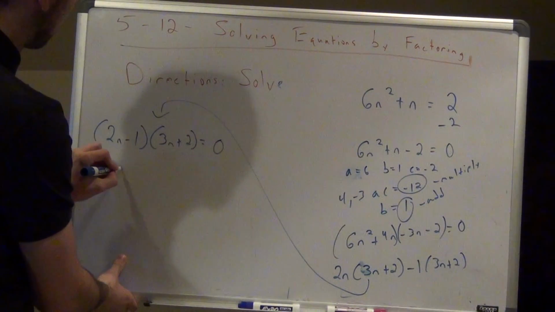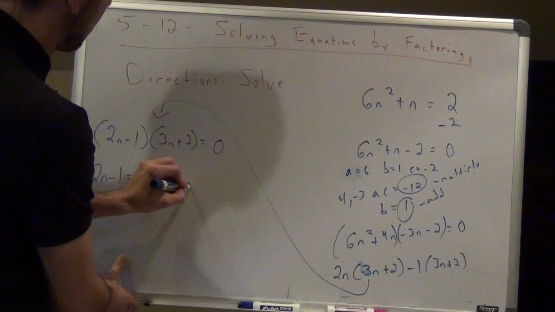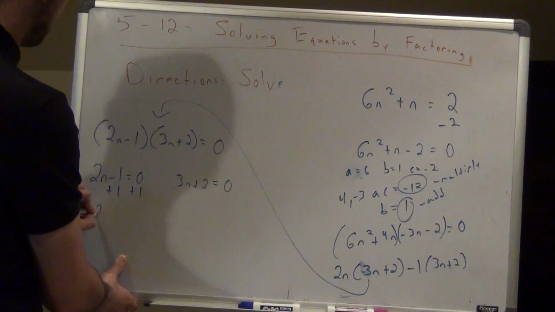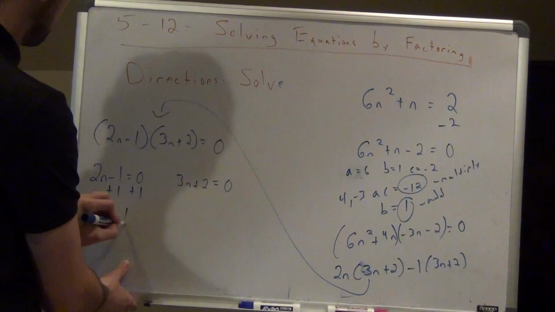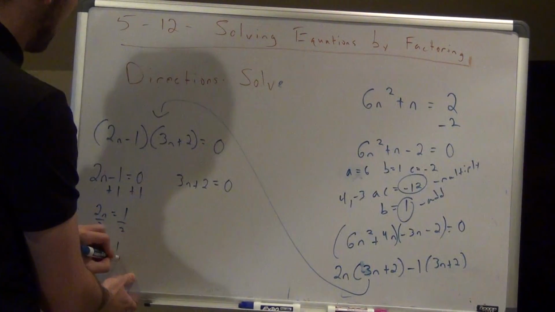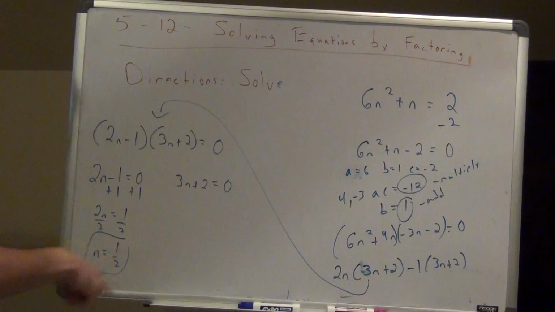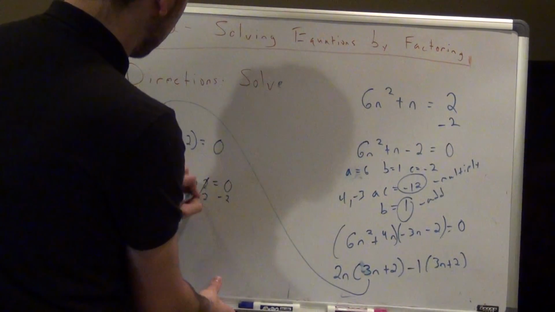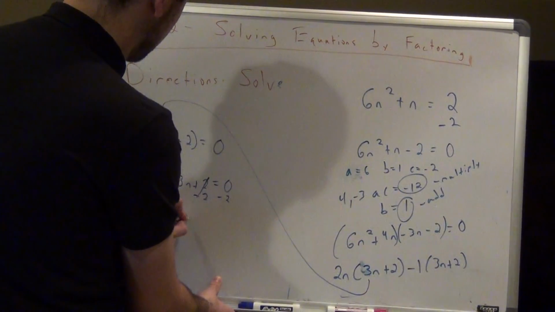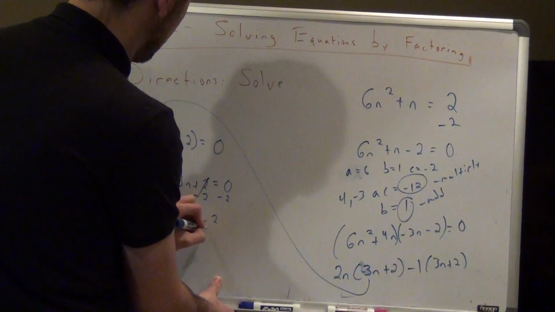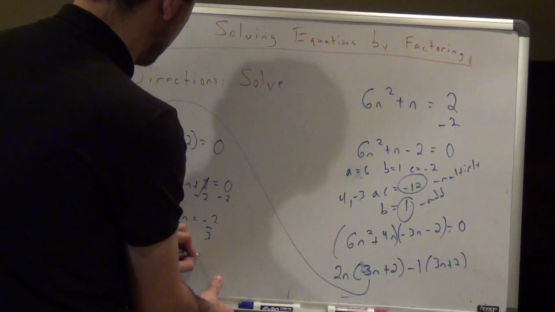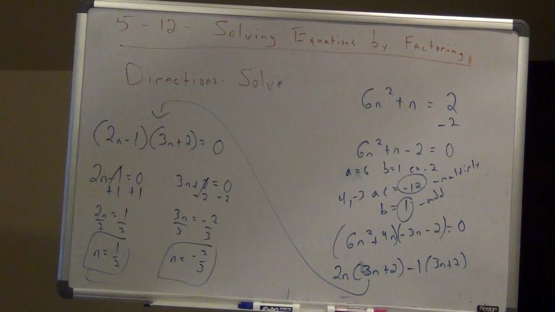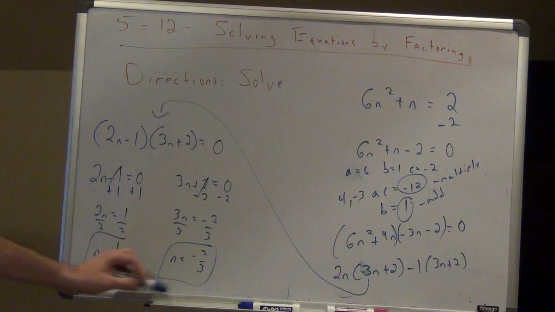So we're going to set 2n minus 1 equal to 0, and 3n plus 2 equal to 0. Here I'm going to add 1, divide by 2, n equals 1/2. Here I'm going to subtract 2, of course the opposite. Divide by 3, so n is going to equal negative 2/3. There are my two answers, 1/2 and negative 2/3. So that is solving equations by factoring.